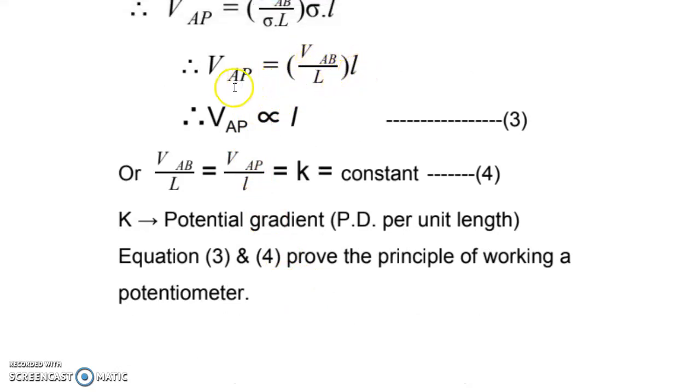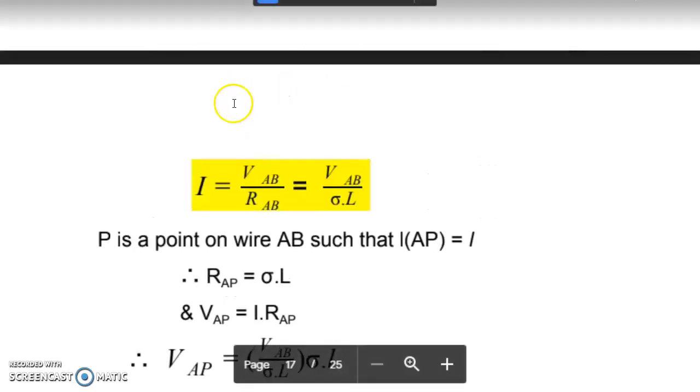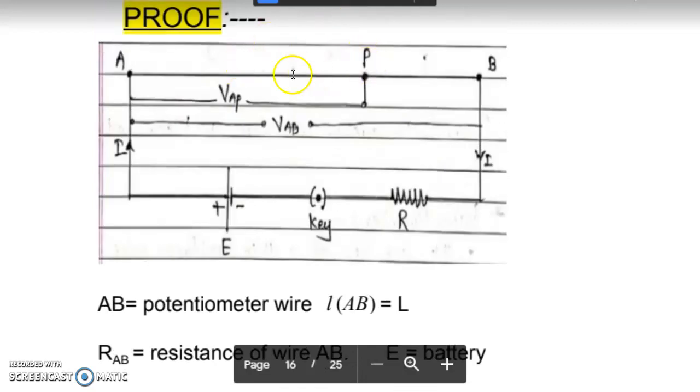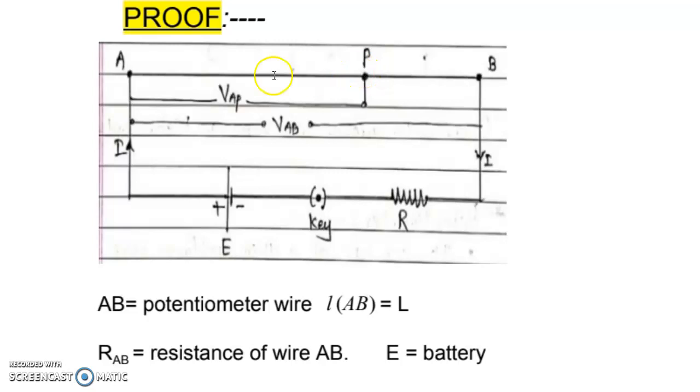So in general, if I choose any other point Q over here, then the potential difference between P and Q will be equal to K multiplied by the distance PQ. If you have any other point R over here, then the voltage between P and R is equal to K multiplied by the length of PR, where K is equal to the potential gradient.